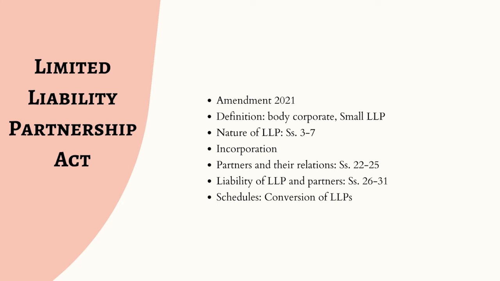Next, just try to know what is the nature of LLP, then how the LLP is being created or registered, who are the partners, who are the designated partners and their relations inter se, what are the liabilities of LLP, what are the liabilities of partners, right? And then lastly are the schedules. So the schedules are basically dedicated to the conversion of LLPs, like how the LLP can be converted to a public company or private company, right? And a question from this part has already been asked. So just go through once. And for this act, I must recommend that reading the bare act is sufficient and there is no need to go for the case laws.